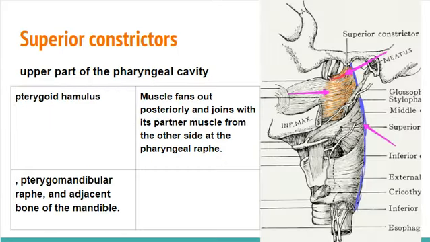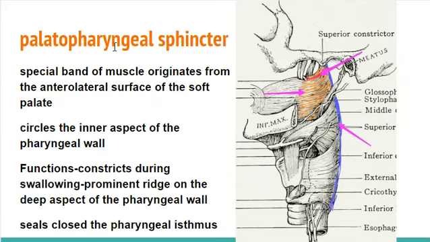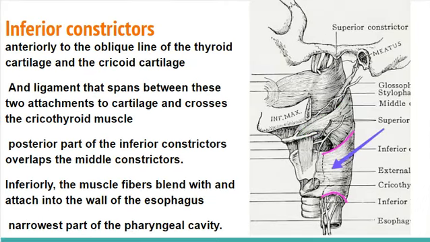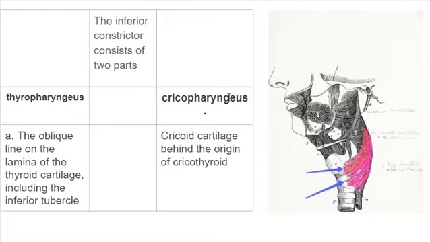We saw that the constriction of the constrictors in a sequential manner allows the bolus of the food to move from top to bottom. The superior constrictor arose from the pterygoid hamulus, the pterygomandibular raphe, and the base of the mandible to the pharyngeal raphe. We saw the palatopharyngeal sphincter was present in the anterolateral surface of the soft palate, forming a ridge, closing the pharyngeal isthmus. The middle constrictor arose from the lesser and the greater cornu of hyoid up to the pharyngeal raphe. And the inferior constrictors were two in number, the thyropharyngeus and the cricopharyngeus, which arose from the oblique line on the thyroid cartilage as well as the cricoid cartilage.